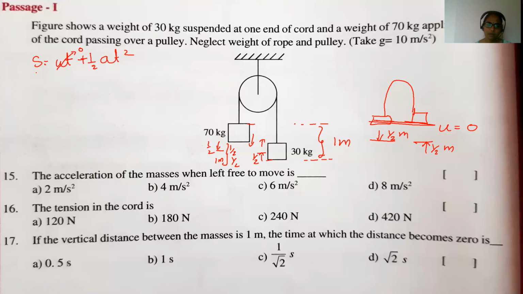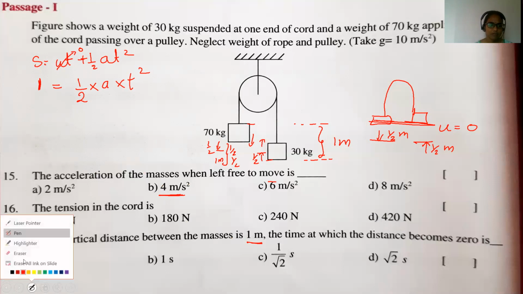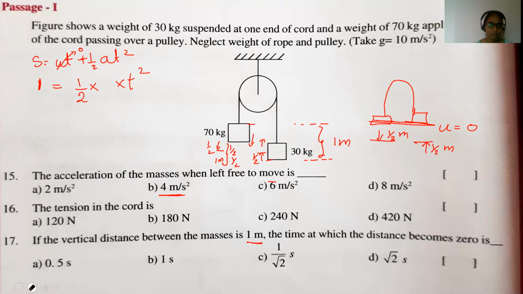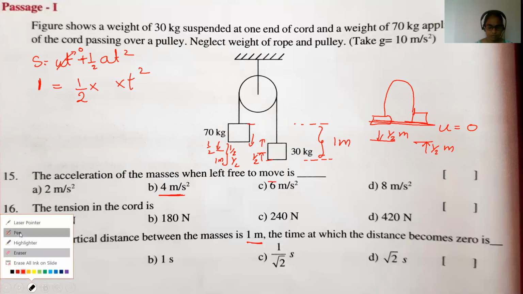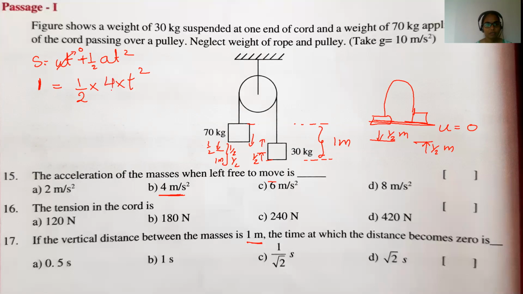Now, what is the distance given here? The 1 meter. Distance 1 meter is equal to half into acceleration into the time squared. You need to find the time. Acceleration we already found, no? What we got in the first problem, acceleration is 4. So we can apply this acceleration, because we already got it from the last problem. So instead of a, we can write acceleration 4, to make life easy.